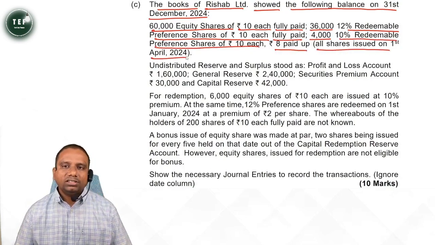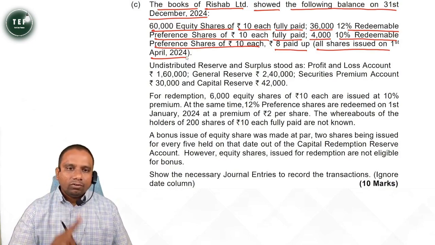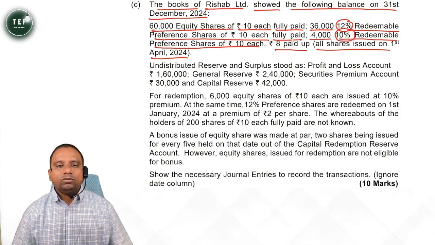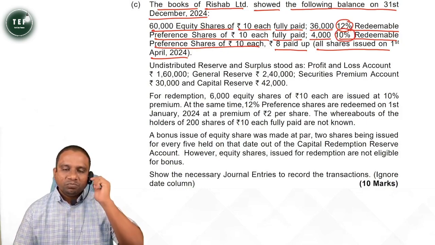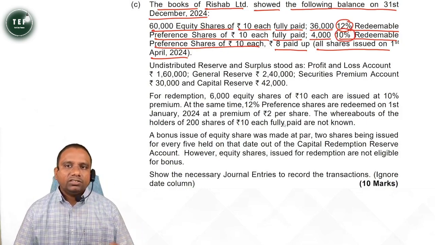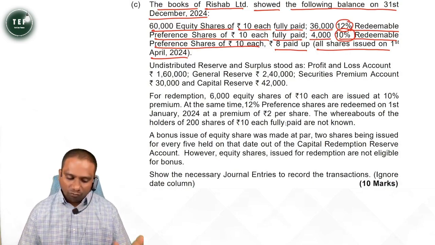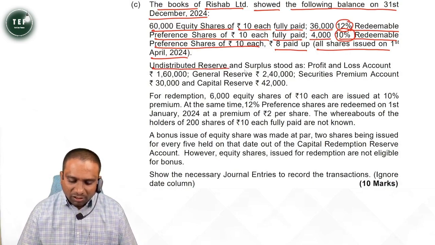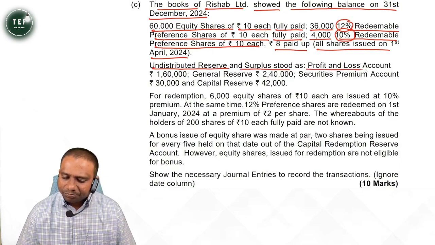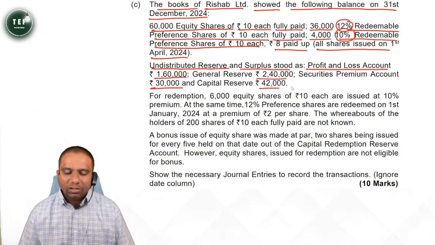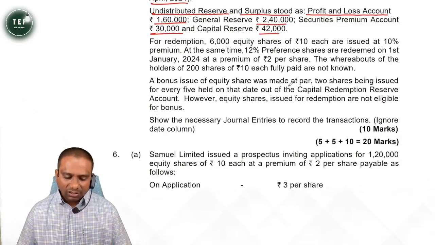Here we have two classes of redeemable preference shares. One class has a 12% fixed rate of dividend, and the second has a 10% fixed rate of dividend. One class of preference shares is fully paid and the other class is partly paid. Undistributed reserves and surplus stood as profit and loss account balance, general reserve, securities premium, and capital reserve. They are giving reserves and surplus.